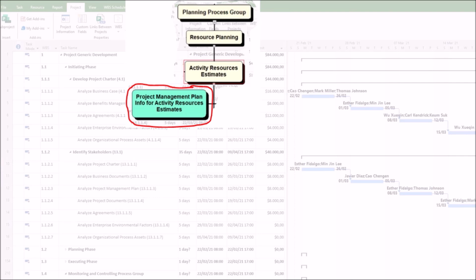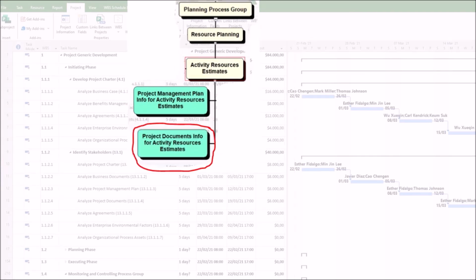As a final message, attempting to estimate activity resources in a vacuum, without integrated information from the project management plan, would result in theoretical estimates that are inaccurate and useless for the practical execution of the project.